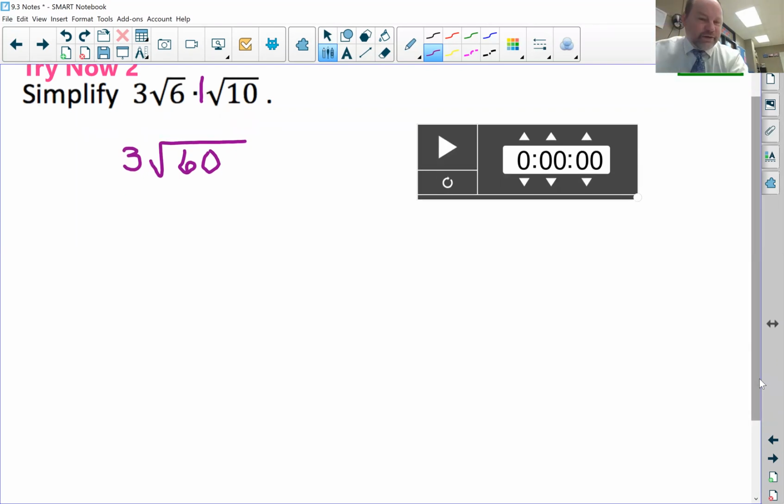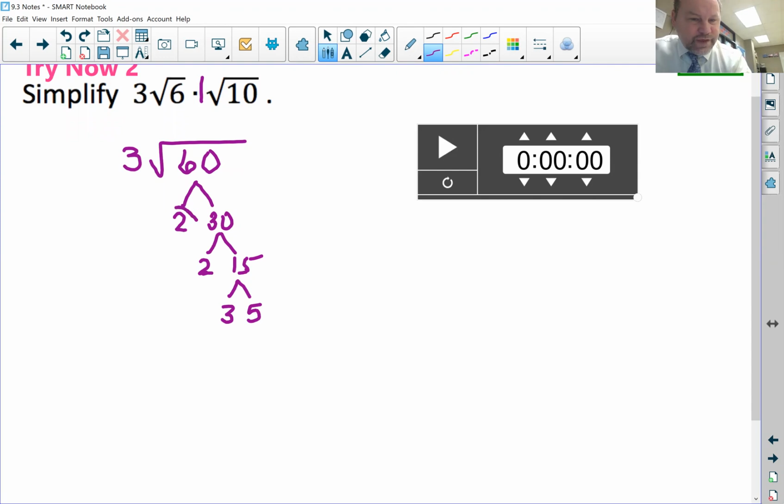Using the square or the factor tree method, 60 is even, so 2 divides evenly into 60. It goes 30 times. 30 is even, 2 divides into 30, 15 times. 15 is not even, so 2 is not a factor. But if we add the digits, it adds to 6, so 3 is a factor. And 5 is a prime number as well. So we have a perfect square factor and 2 non-perfect square factors.